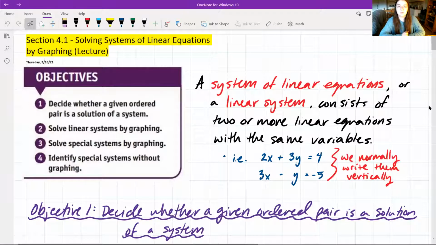Hello everyone, we're going to be going over section 4.1 in this video. So we're going to be solving systems of linear equations by graphing.